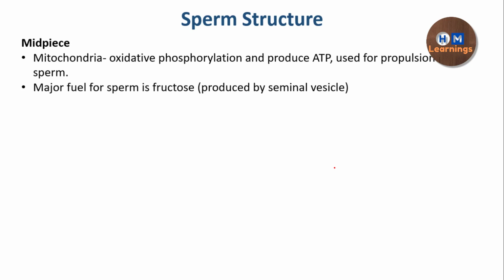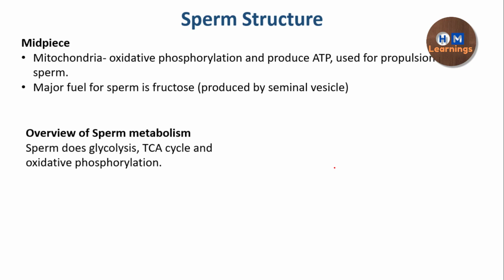The major fuel for the sperm is fructose. So here is an important thing: we are saying that mitochondria is producing ATP. How does the mitochondria produce ATP? It must require some fuel, some substrate which is going to undergo metabolism, and then the ATP is derived by breaking down that fuel. That fuel is fructose.